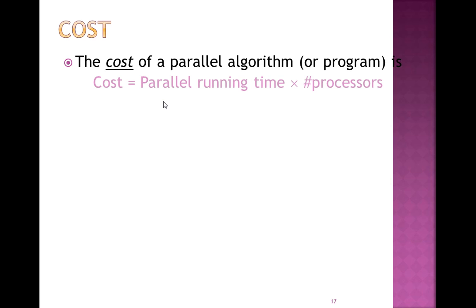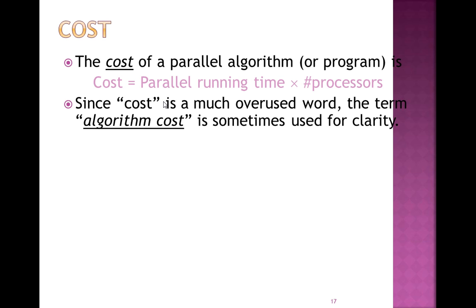Now, next is the cost. How can we calculate the cost? By using the formula: cost equals parallel run time times number of processors. That is, the running time that runs in parallel multiplied by the number of processors, that is, how many processors are used for the parallel computing. Suppose I am using 5 computers in a parallel way. So the number of processors is 5. So cost equals parallel running time times number of processors, that is 5.